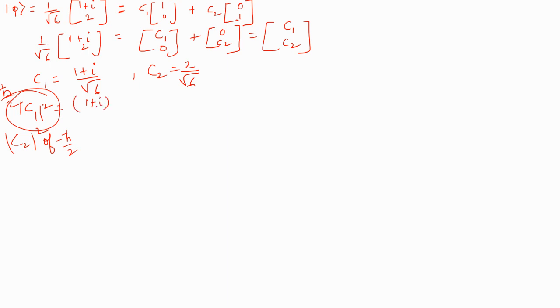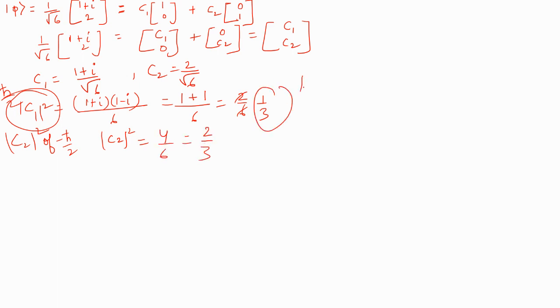(1 plus iota)(1 minus iota) upon 6. This will become (1 plus 1) upon 6, which is 2 by 6, equal to 1 by 3. And this C2 square will be 4 by 6, which is 2 by 3.